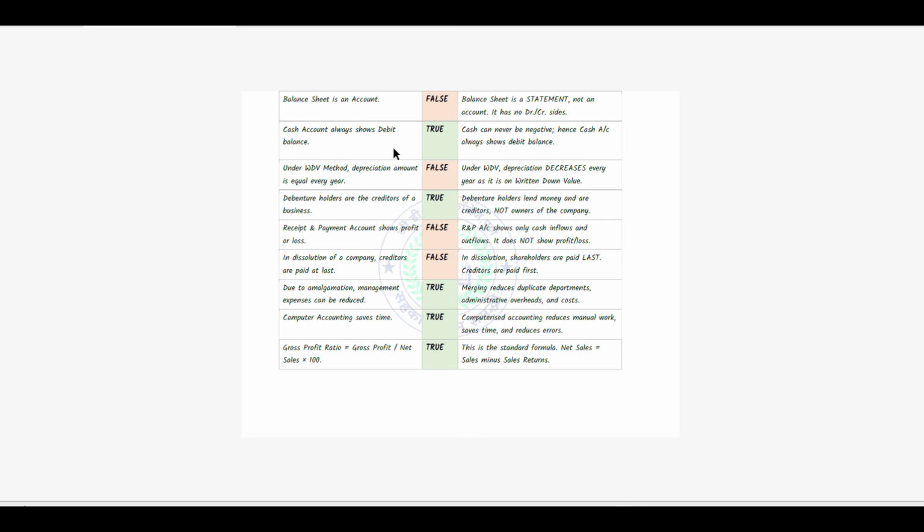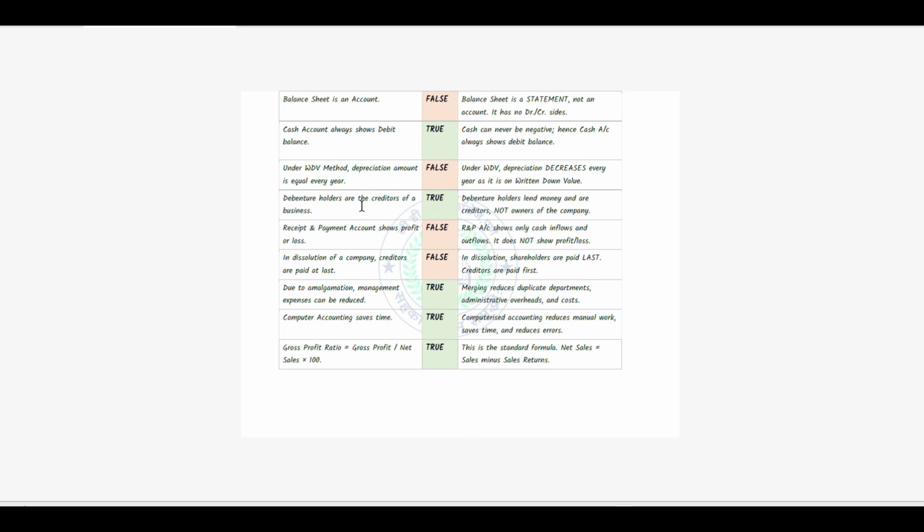Cash account always shows a debit balance. It's true, because cash can never be negative. Hence, the cash account is always shown as a debit balance. Under the WDV method, that is the written down value method, the depreciation amount is equal every year. It is false, because in SLM it is the same. Under WDV, depreciation decreases every year as it is charged on the written down value.